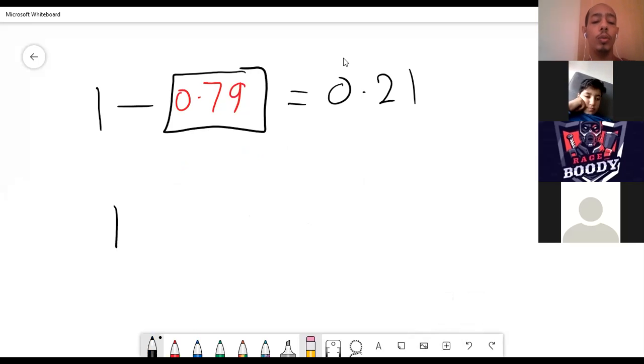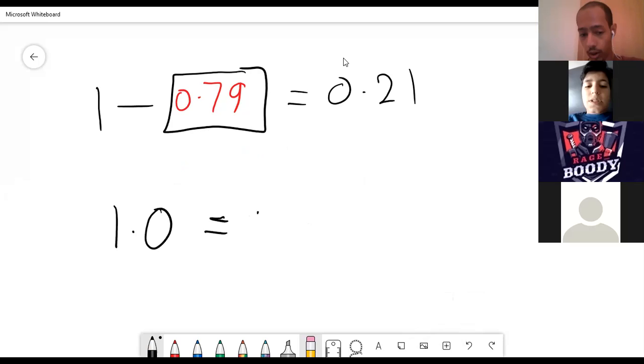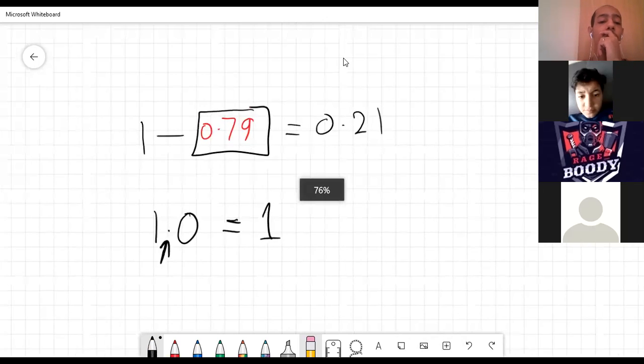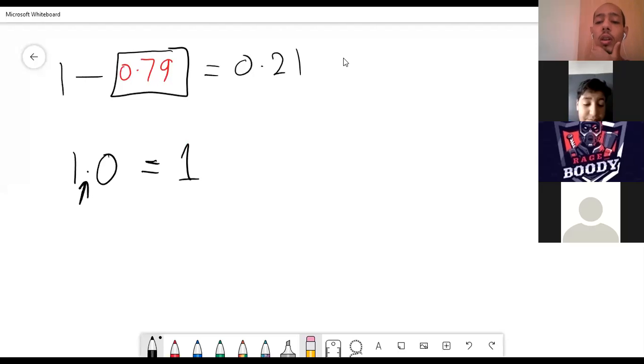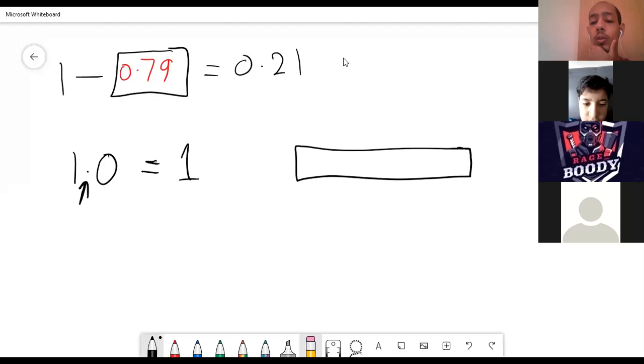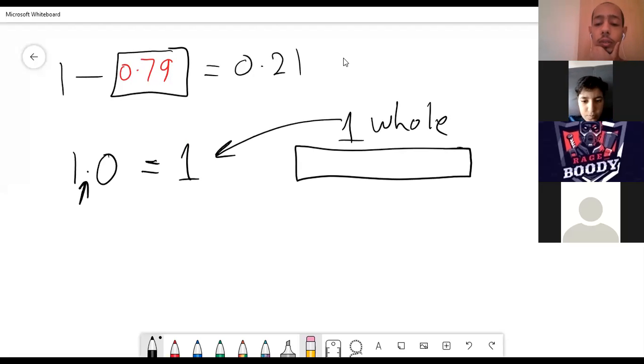Where is the decimal point for the 1? 1.0, right? 1.0 is equal to 1. Because 1 is a whole number, it doesn't have decimals. What does this look like? This looks like you have one whole, for example. One whole means 1, okay?